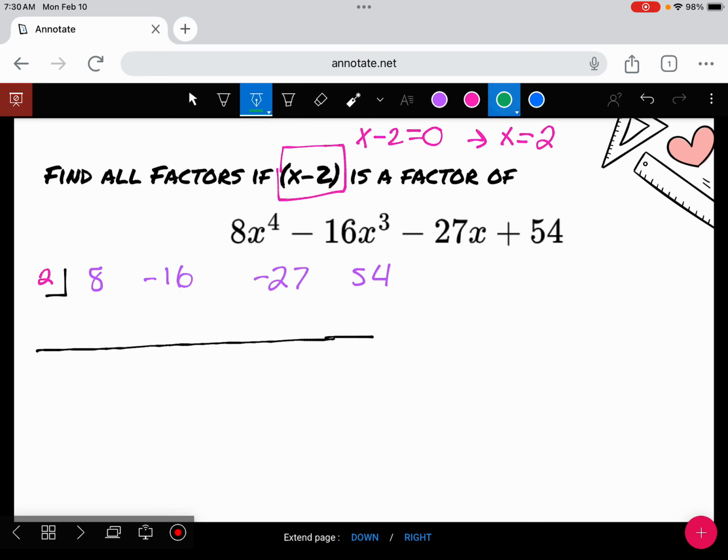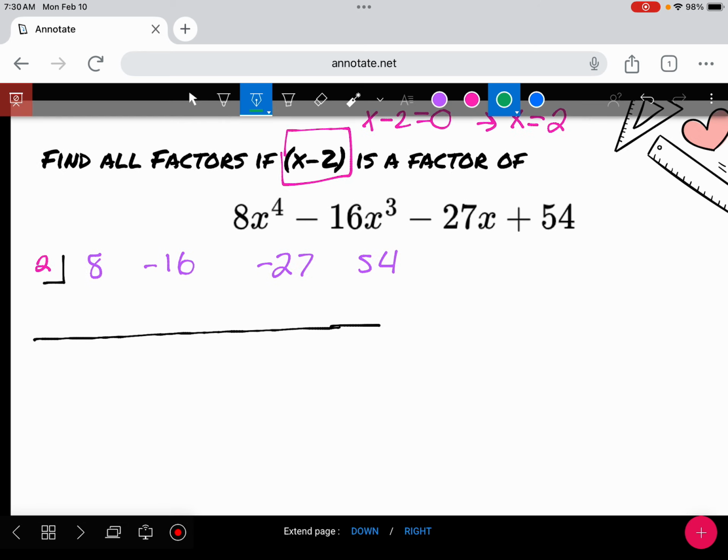All right, what do we do next? Drop the 8. Goes all the way to the bottom. What goes here? It would be 8 times 2. And then we're going to add. Negative 16 plus 16 gives me 0.